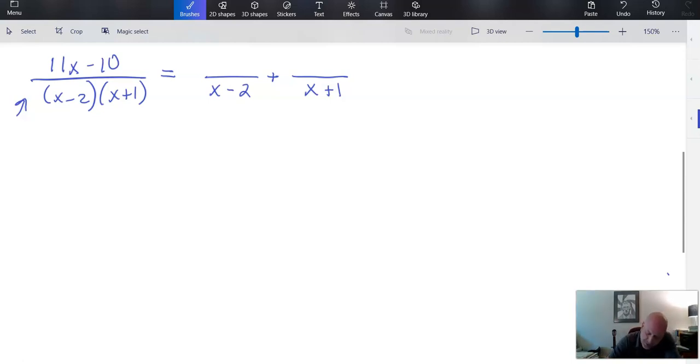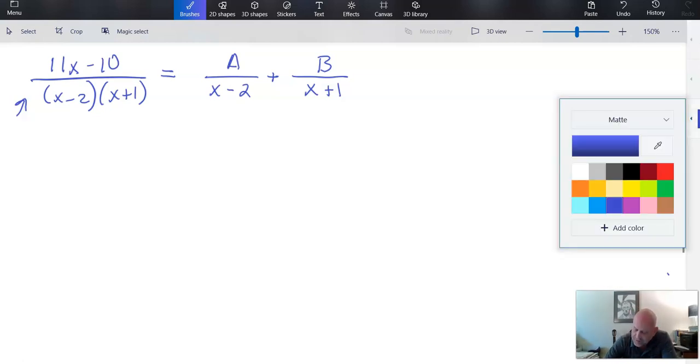We don't know what these two new numerators are, so we're just going to assign variables to them. Typically, it's capital A and capital B. If you happen to have a third factor, the next one would be capital C, then capital D, and it just moves on from there. In any case, we have to figure out what A and B are to make this work.